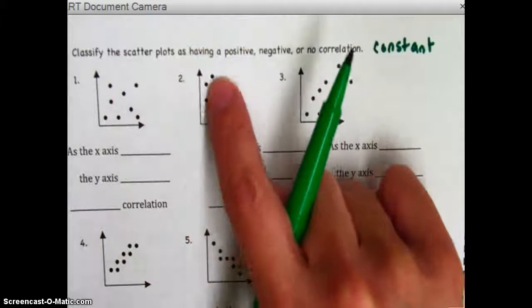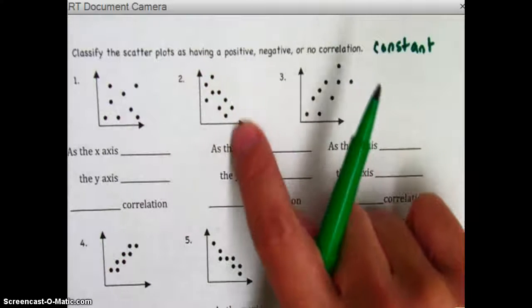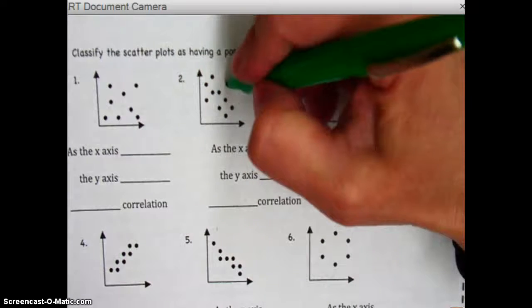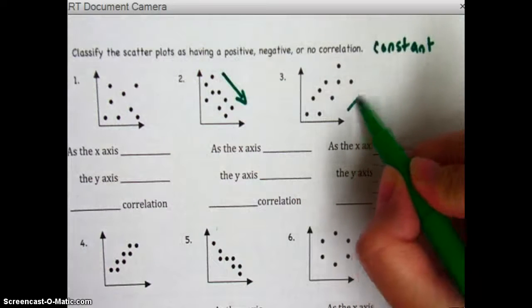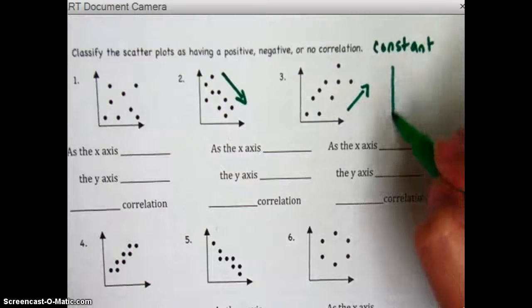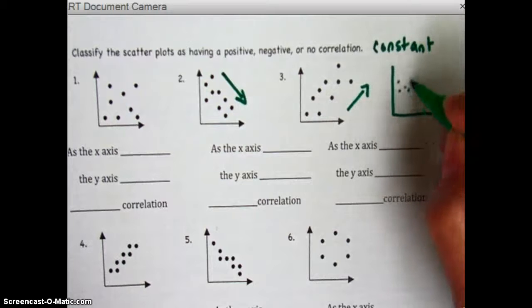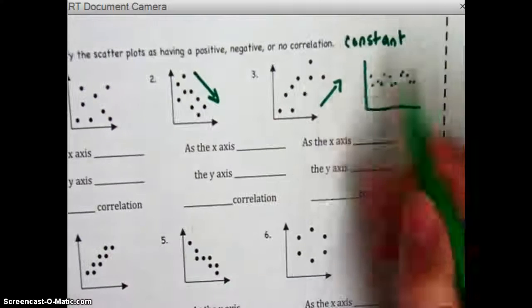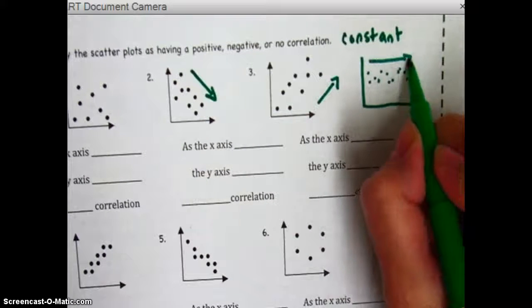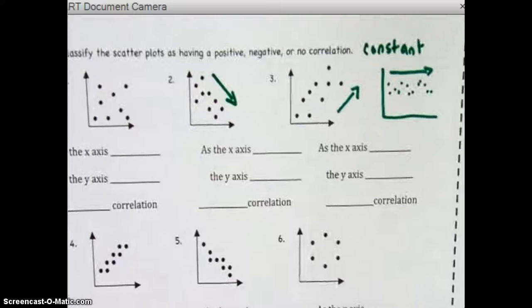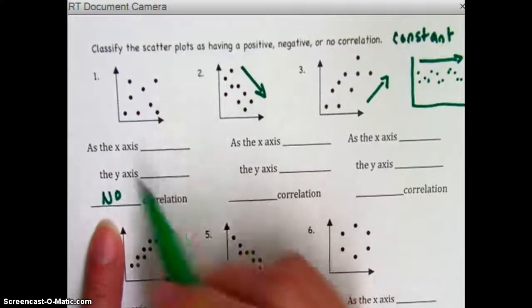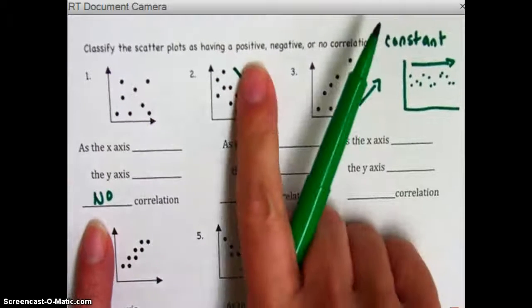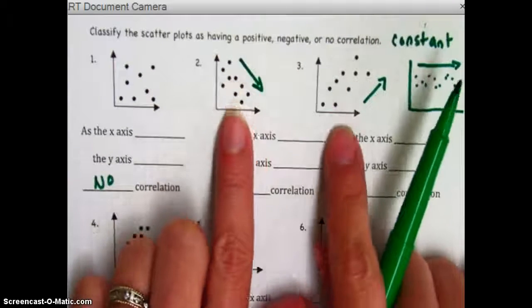This one here, the dots are scattered, but they all kind of seem to be going down in this downward motion this way. This one, they're scattered, but they all seem to be going up in this upward motion. And then a constant would all kind of be going in a straight line this way, horizontally. So no correlation. This would be a no correlation because they're just all over the place. A positive correlation and a negative correlation would be one of these two.